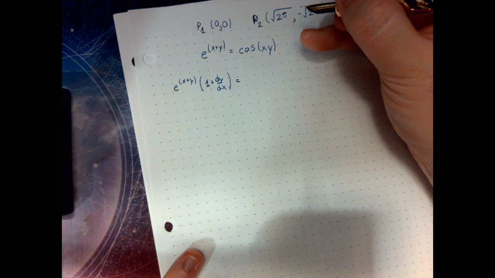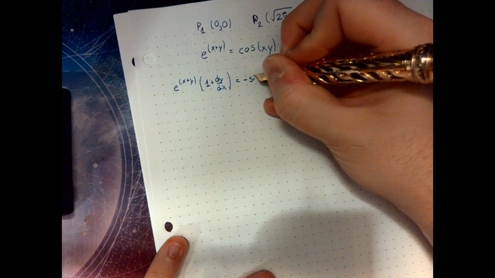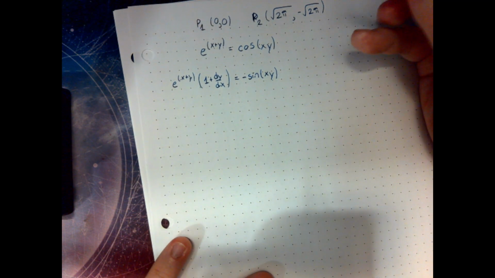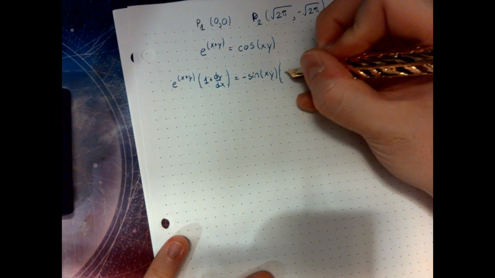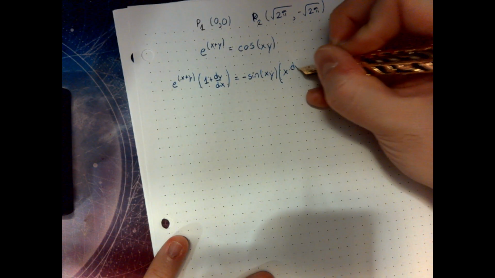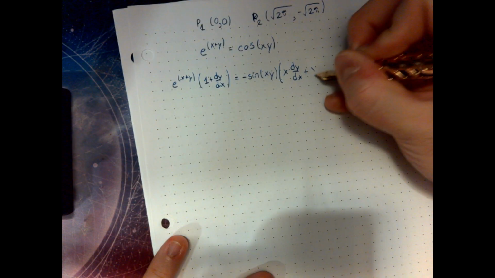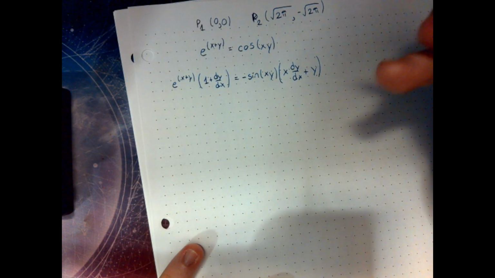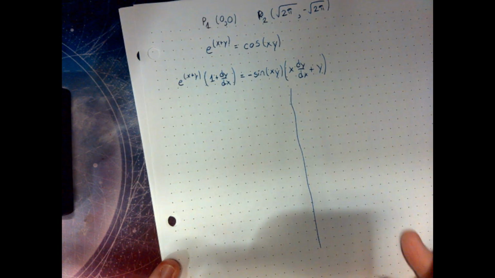Now the cosine of xy is going to be minus sine of xy, and then using the product rule to differentiate the inside of the bracket, I end up with x dy/dx plus y. Now all I have to do is plug in my set of points. First I'm going to branch it off, one set of points here, one set of points here.